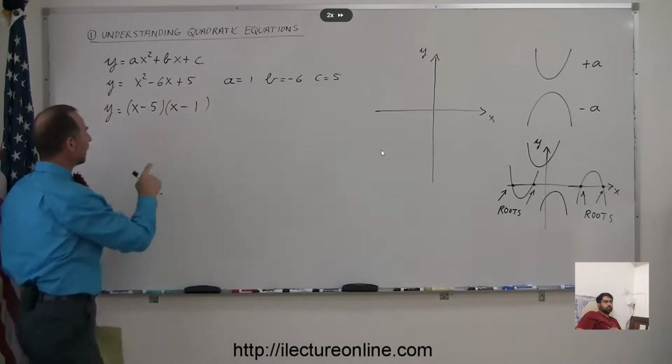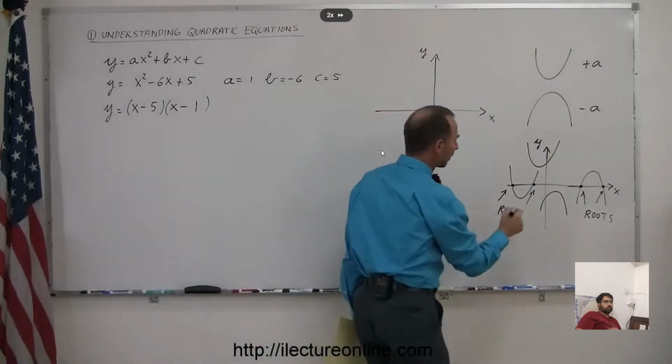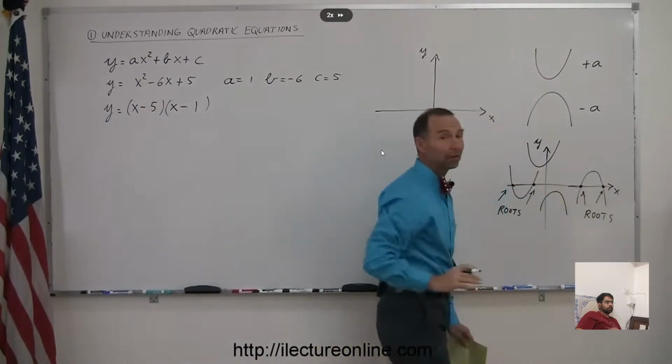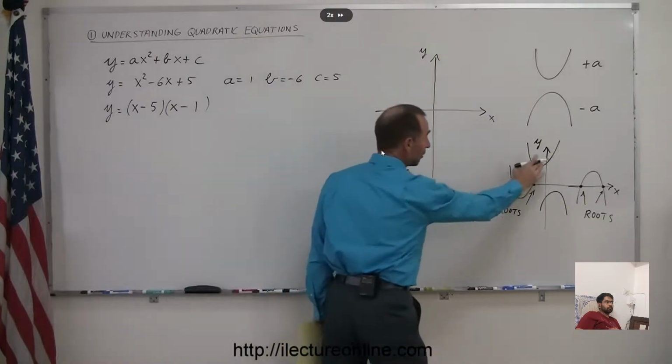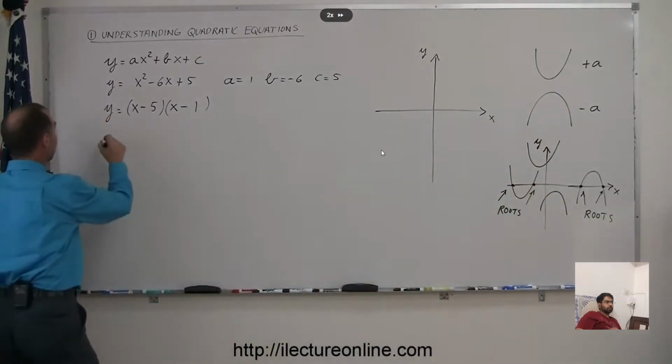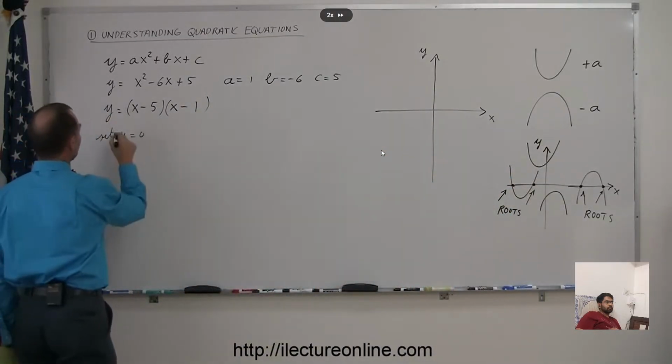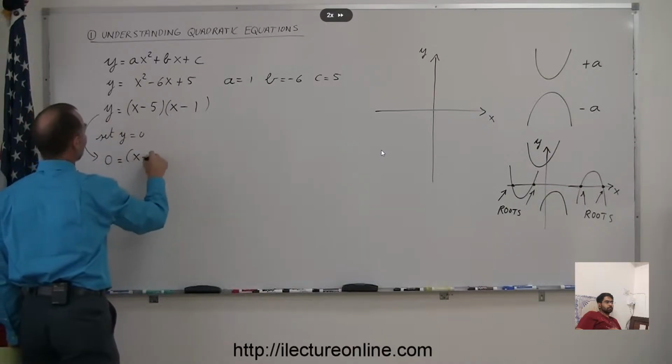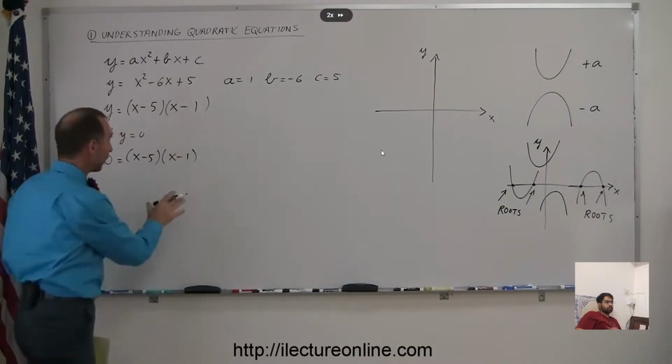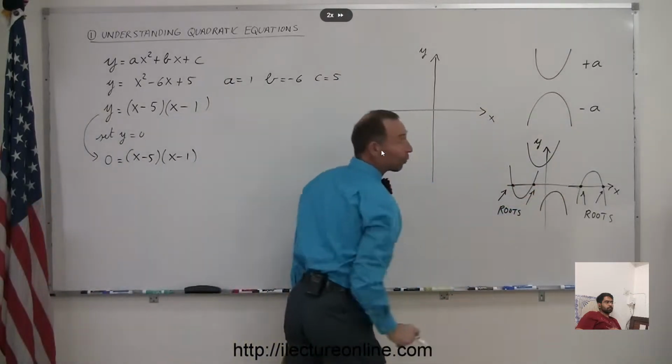All right. Now, if we want to solve a quadratic equation, find the roots, realize that the roots are the points that lie on the x-axis. That means at that location, the y value is equal to 0. So any point on the x-axis has a y value of 0, which means if I'm going to find the roots, I'm going to set my y equal to 0. If I do that, this equation becomes 0 is equal to x minus 5 times x minus 1. And if I solve this for x, then I will find the points where the equation crosses the x-axis.